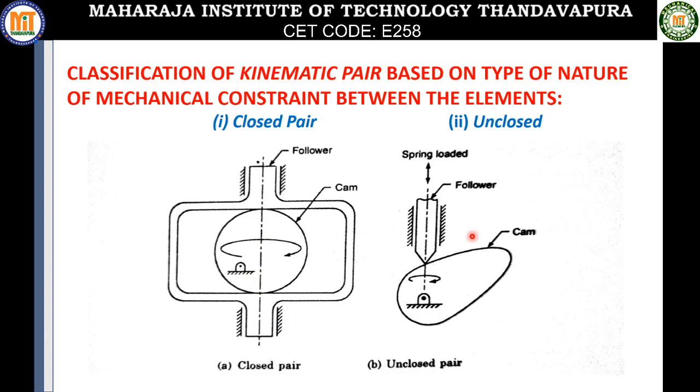Whereas in the other case, in the case of unclosed pair, when two elements of a pair are held not by mechanical forces or mechanically, but they are held in contact by the action of external forces. Okay, when they are held by the action of external forces, we call it an unclosed pair. Okay, so you can observe the knife edge cam and follower here, which is loaded by a spring. So due to the external force, by the action of the force of the spring, the follower and cam are held together. So that kind of pair is called an unclosed pair.